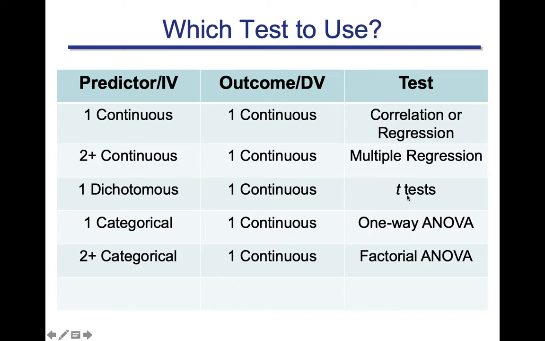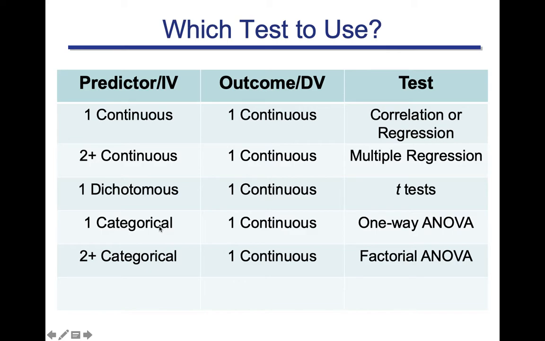We will do t-tests. Now recall that we had three different types of t-tests. We had a one sample t-test, a paired sample t-test, and an independent samples t-test. But for our paired samples and our independent samples, when we look at that predictor variable, you'll notice that there's only a dichotomy. So you can really only have either two groups or two measurement occasions.